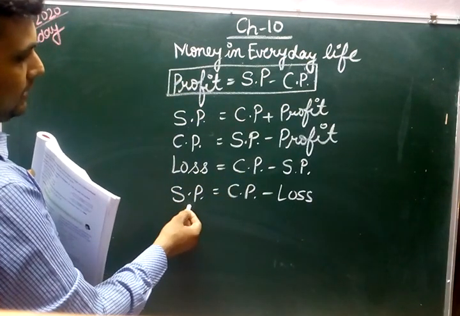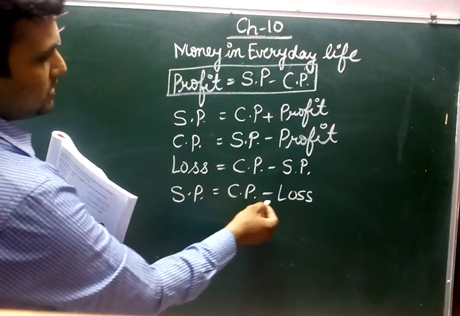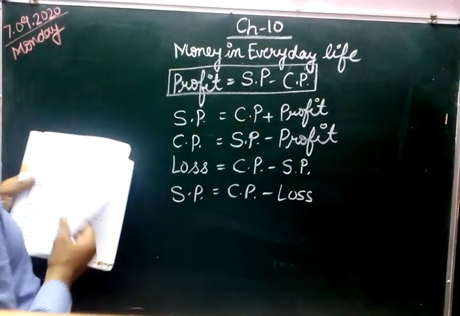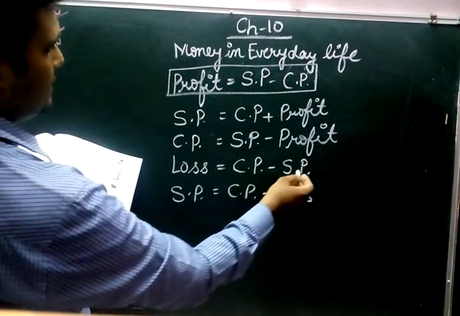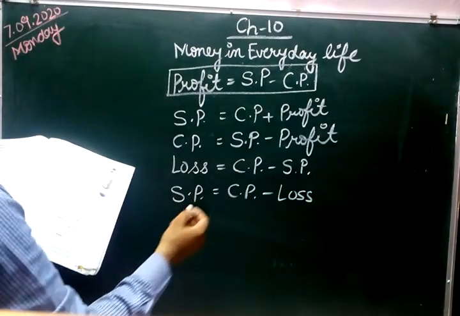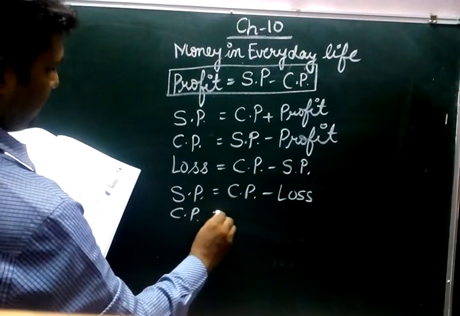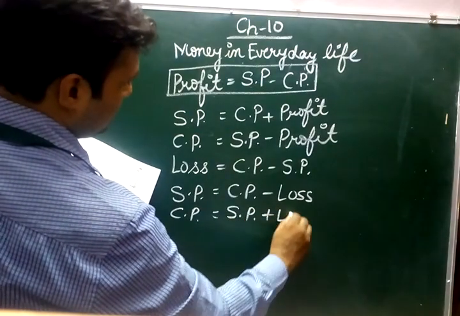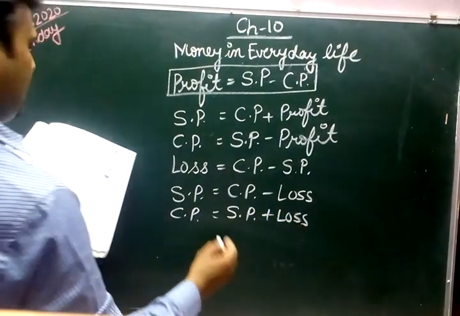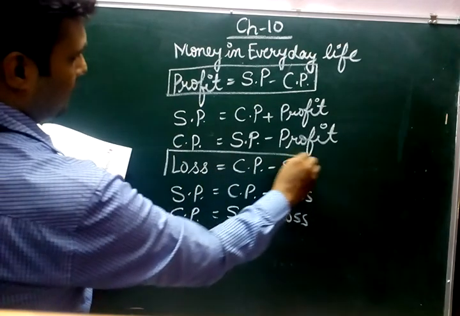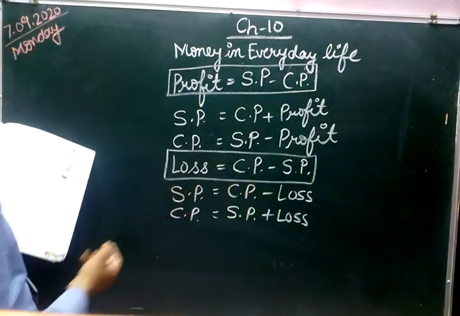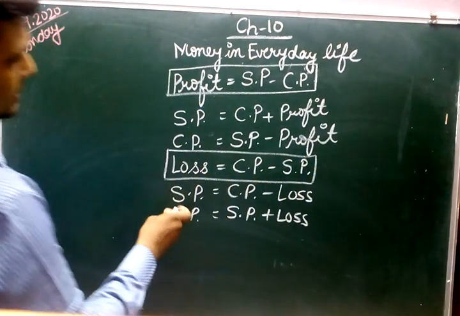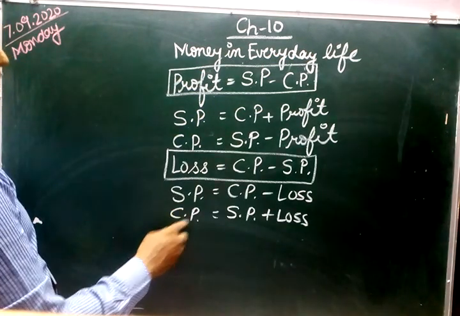What is the formula of selling price? Selling price equals cost price minus loss. When loss is given and selling price is given, we can find out the cost price. The cost price equals selling price plus loss. So from this single formula we can derive two formulas, that is for selling price and the cost price.